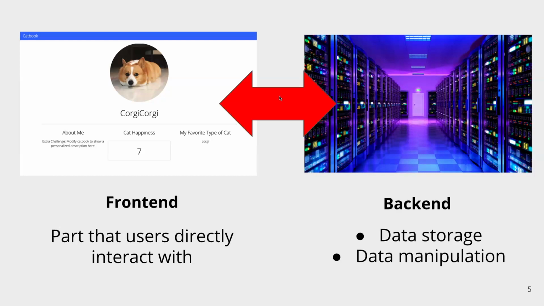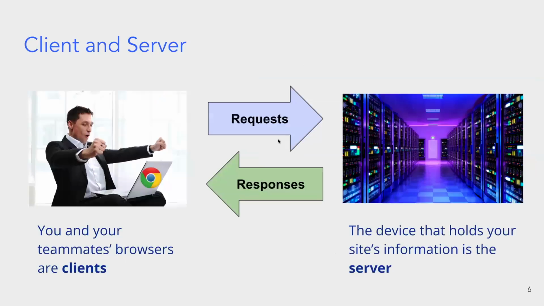Okay, so in particular today, I'll be introducing how we can send and receive information from the backend. But before we continue, let's go over a few important terms. So we'll be throwing around the terms client and server, as well as requests and responses a lot today. So what exactly is a client? Well, for our purposes today, you can think of a client as being you and your teammates' browsers. And you and your teammates' browsers will then make requests to what we call a server.